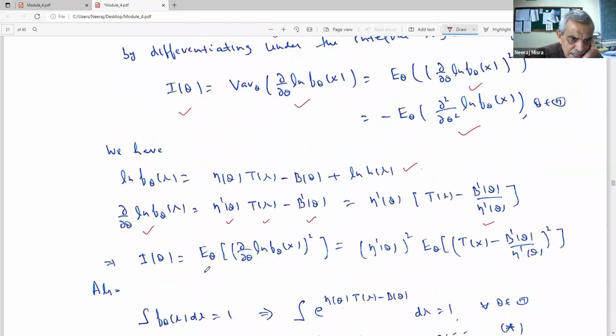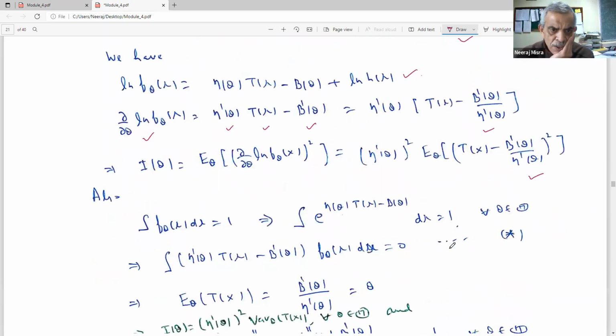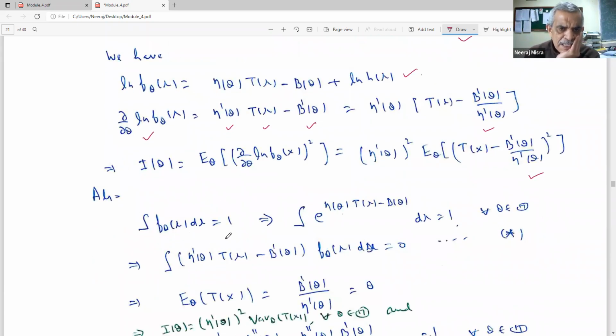So my I(θ) is the expected value of this square, which is η'(θ)² times the expected value of (T(x) − b'(θ)/η'(θ))². So my I(θ) turns out to be this quantity. If I can show that this is the same as 1 upon the variance of T, I am done. But note that the total integral has to be 1. That means the integral of exp(η(θ)T(x) − b(θ)) h(x) dx has to be 1 for every θ. So that means its derivative has to be 0.